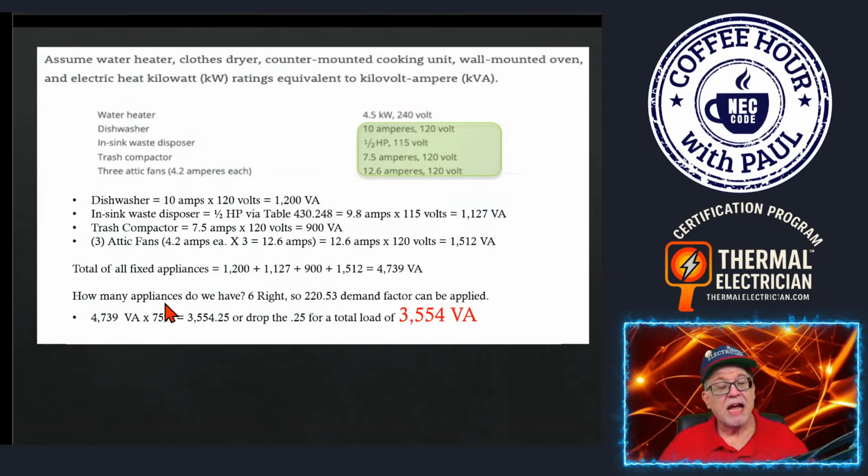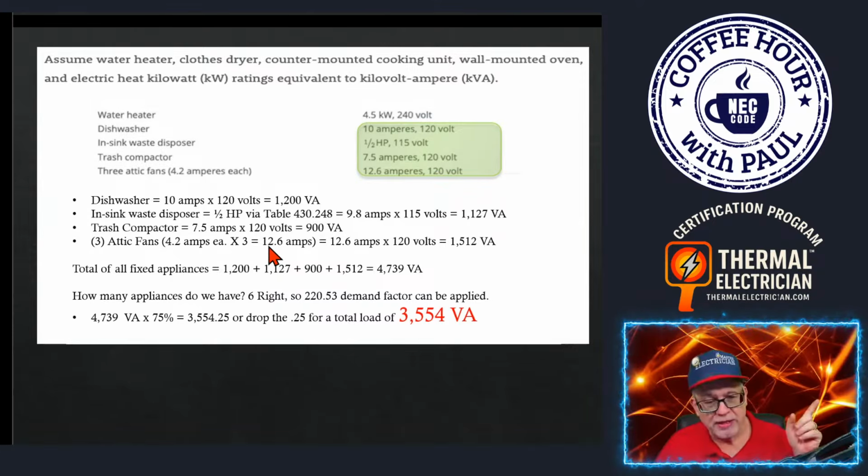Now remember, how many appliances do we have? Do we have 4 or more, that's required by 220.53? Absolutely we do. We have 3 attic fans, a trash compactor, an in-sink waste disposer. So it's 3, 4, 5, 6, right? Absolutely. Do we get to apply the 75% to this value?